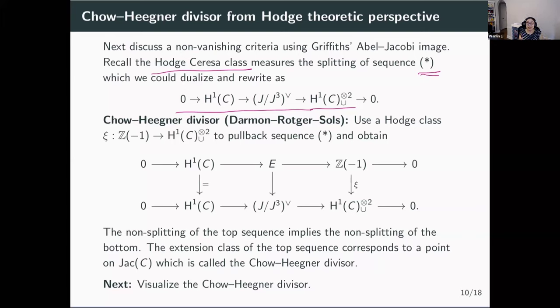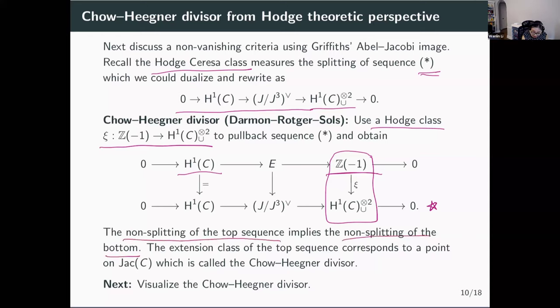And we already know that it's hard to directly study this sequence. So what they did is, consider whether there is a Hodge class, that is a map from Z(-1) to the last term. If I have such a structure, then I can pull back my short exact sequence into a simpler short exact sequence of mixed Hodge structures. The first term stays the same, but now the last term is Z(-1). The non-splitting of the top sequence of course implies the non-splitting of the bottom, right? So I can detect the non-splitting of the bottom sequence, or the non-triviality of the Ceresa cycle class, from the non-splitting of the top sequence.